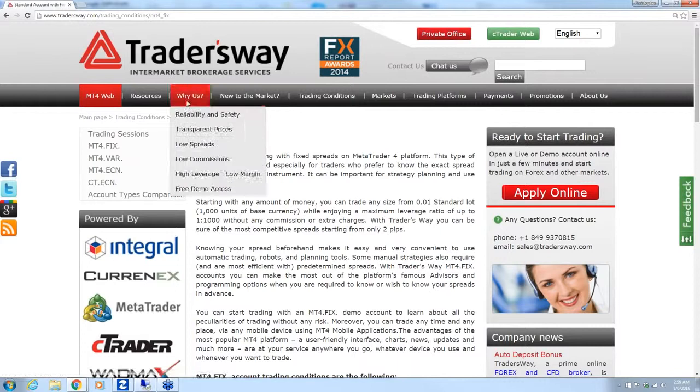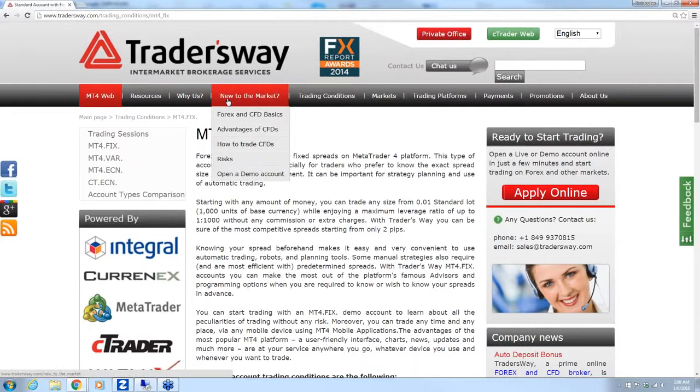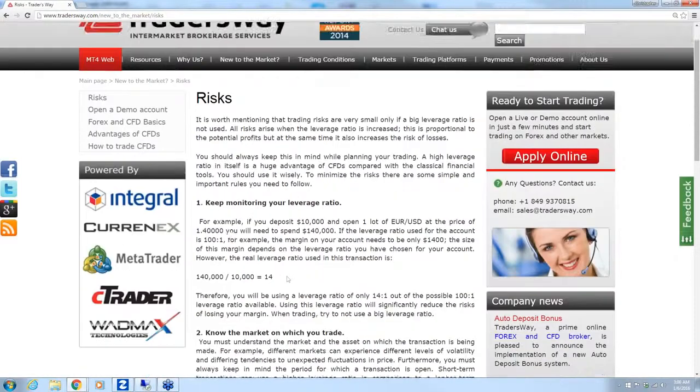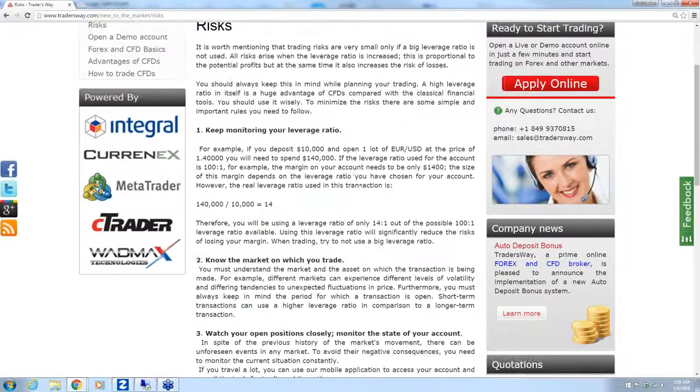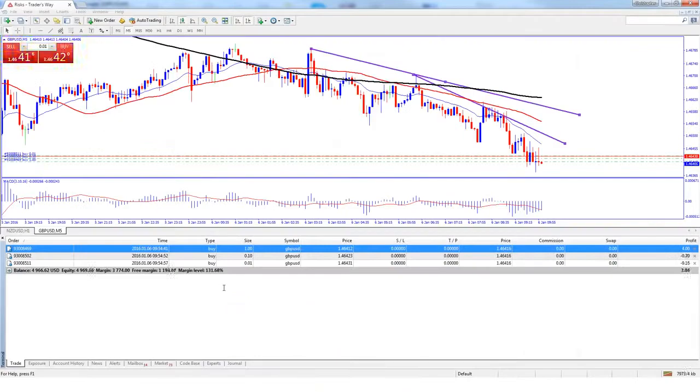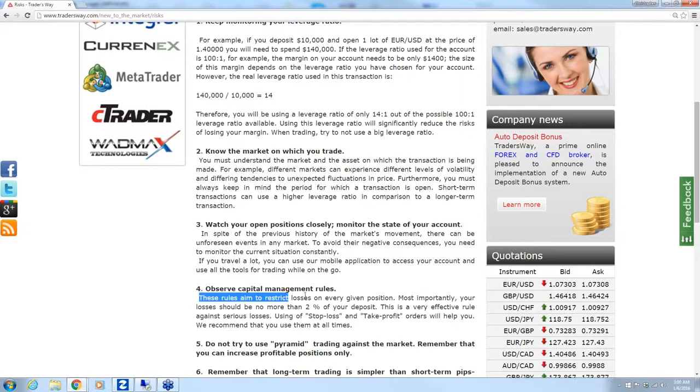So right here, where it says new to the market, you see that? Risks. So Trader's Way is giving you 1,000 in leverage. They're giving that to you. But they also say risk. And they're saying, essentially, that you should observe capital management rules. These rules are to restrict losses in every position. Most importantly, your losses should be no more than 2% of your deposit on every position.